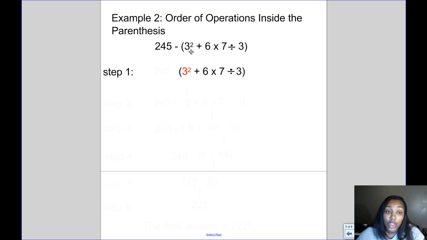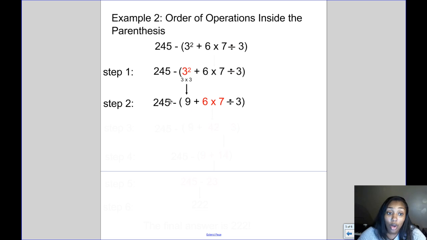3 squared plus 6 times 7 divided by 3. And now when we're inside of the parentheses, the first thing that we're going to do is we're going to take care of the exponent, because our exponent, the E, comes before addition, multiplication, or division. So we're going to have to take care of that exponent first. And then we'll just bring the 245 down for right now. Now we know that 3 squared equals 3 times 3, which we know is equal to 9. So now we know that this equals 9, and we're going to bring down everything else in the parentheses and the 245, and that's going to be our next step.